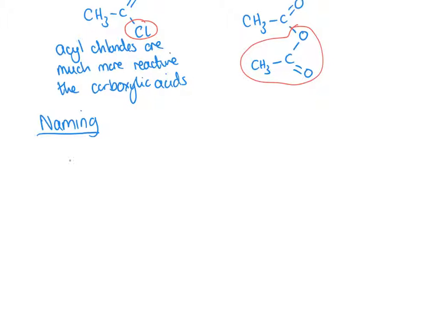So acyl chlorides are named with the suffix oyl chloride. So this example we've got here has got 2 carbons, so this would be ethanoyl chloride.